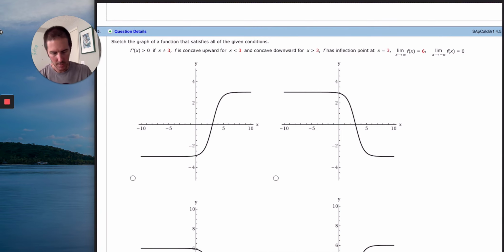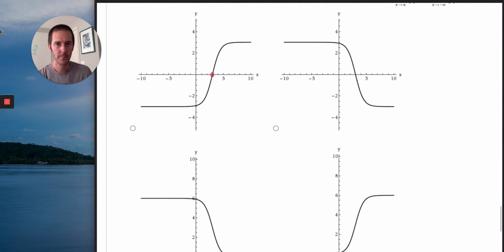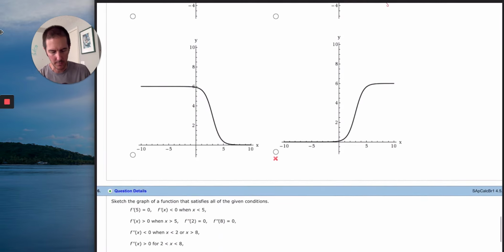Here x equals 3, that still has a positively sloped tangent line. Here x equals 3, that's got a negatively sloped tangent line. That's not going to be our right answer. Here x equals 3, negatively sloped tangent line. Not our answer. And here x equals 3, positively sloped tangent line.